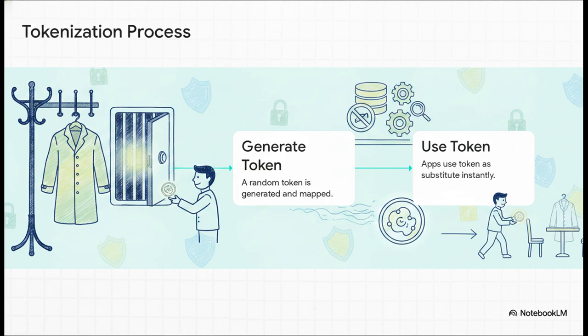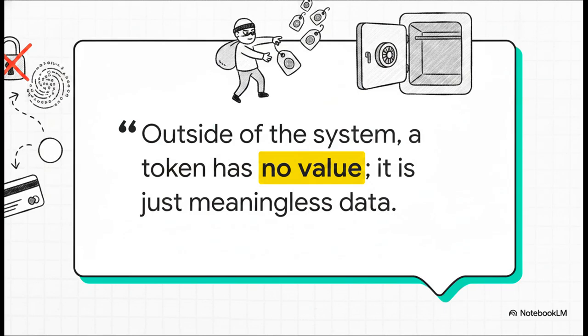Think of it kind of like a coat check at a really fancy restaurant. Step 1, you hand over your very valuable, real coat, that's the original sensitive data, and it gets locked away securely in a back room, the token vault. Step 2, the attendant gives you a small, random plastic token with a number on it. Step 3, you carry that token around the restaurant. The token itself, it isn't warm, it isn't made of wool, it's just a totally meaningless substitute. But when you need your coat back, the internal system cross-references that index instantly, retrieving the real value for authorization behind the scenes completely seamlessly to you. Outside of the system, a token has no value. It is just meaningless data.